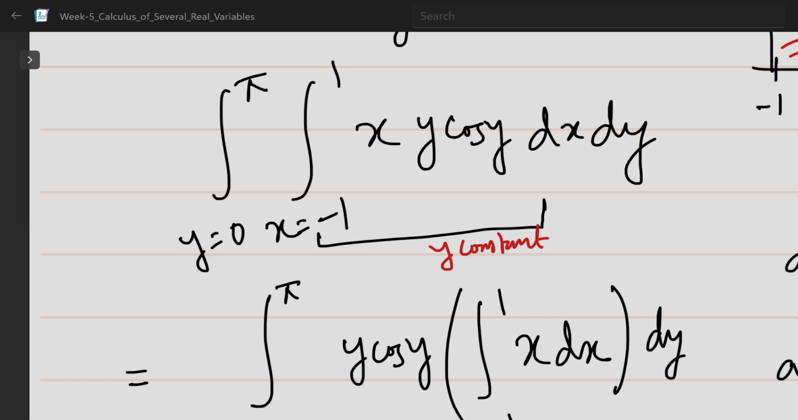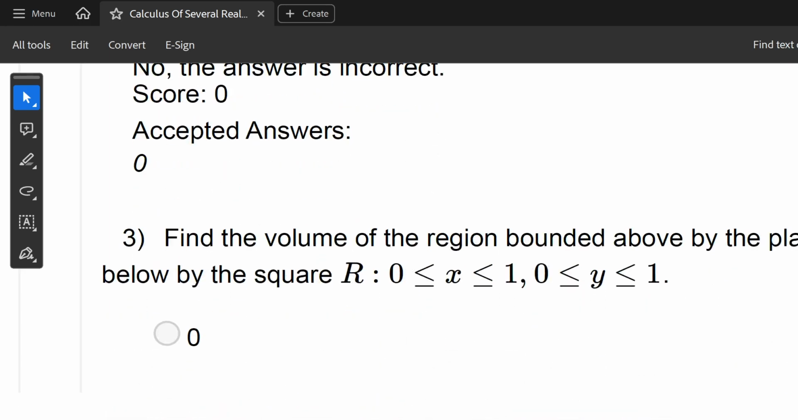Because it is y cos y into 0, it is already 0, so no need. If it is not there, if suppose the value is 7, then we have to do integration by parts. So you just solve question number 3.